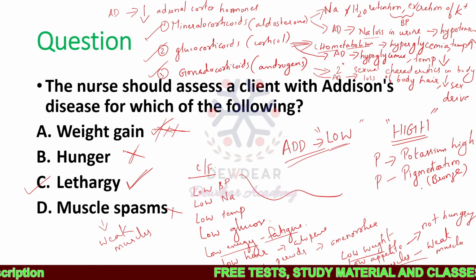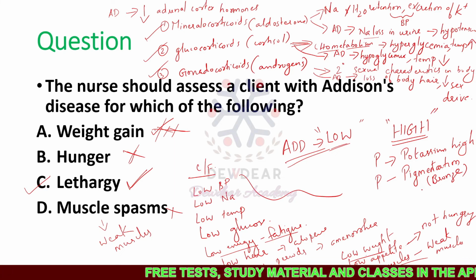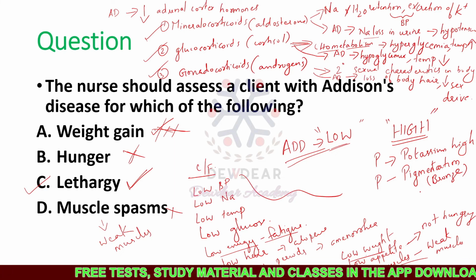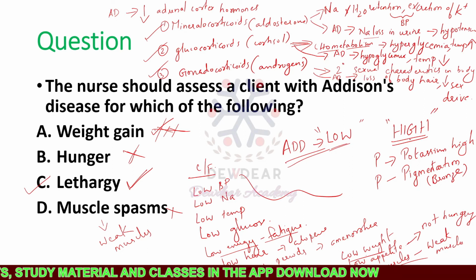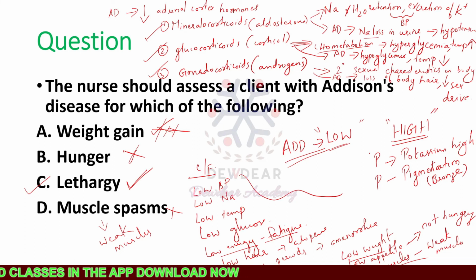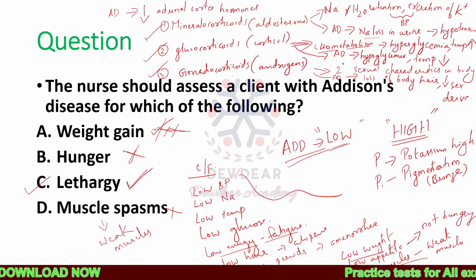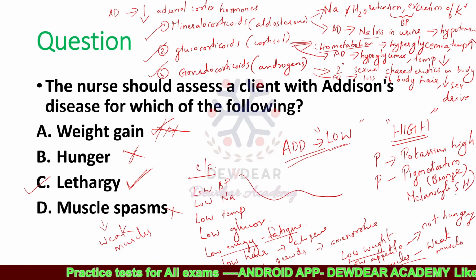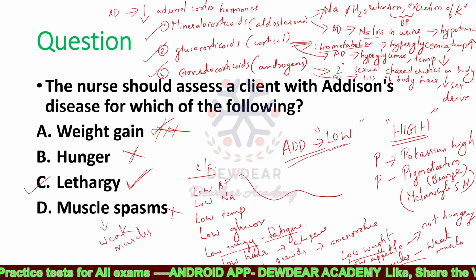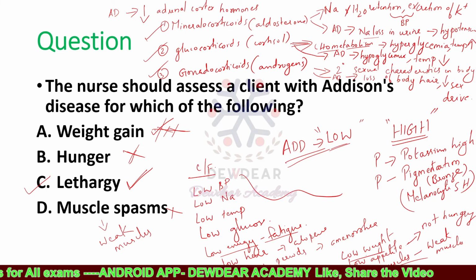It is due to the melanocyte stimulating hormone, which is produced in response to increased adrenocorticotropic hormone. In Addison's disease, as there is low adrenal cortex hormone, that will stimulate the pituitary to produce more adrenocorticotropic hormone. So in response to increased adrenocorticotropic hormone, there will be stimulation of melanocyte stimulating hormone. That will lead to increased pigmentation.